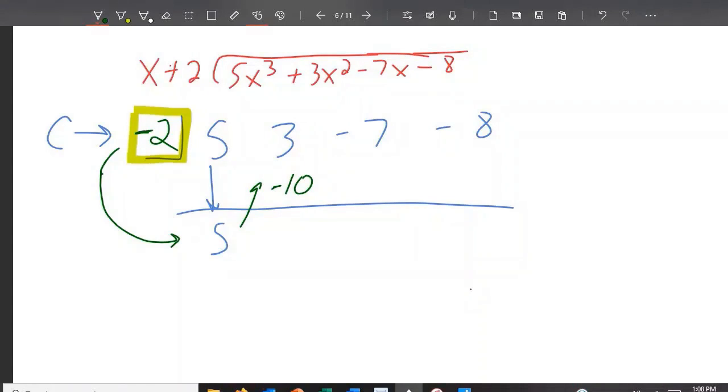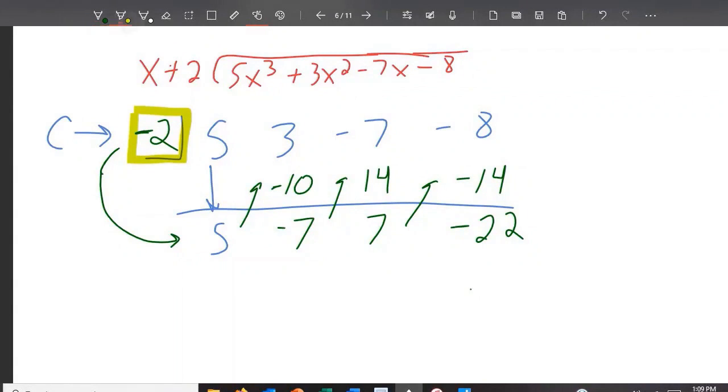Negative 10 plus 3 is negative 7. Then we take the negative 2 times the negative 7, it goes right here, 14. Combine those together, we'll get positive 7. And negative 2 times 7 goes right here, negative 14. Negative 14 and negative 8 is negative 22. So that negative 22 is my remainder.